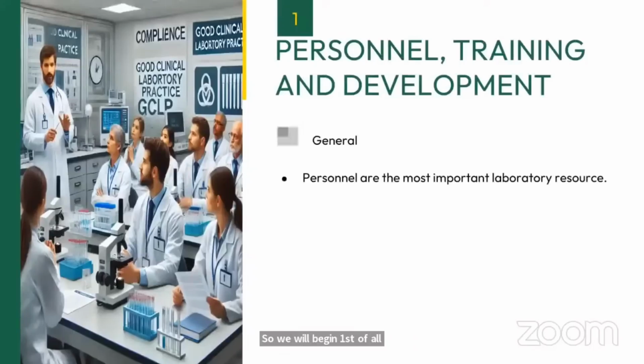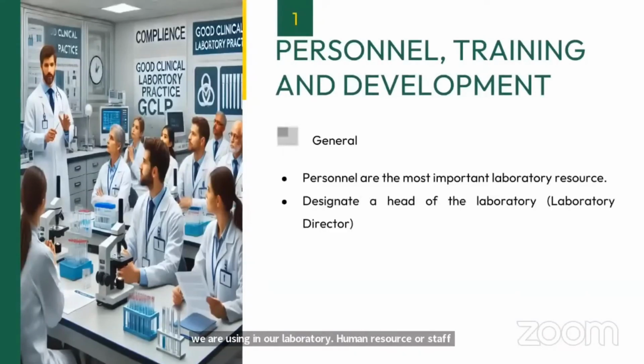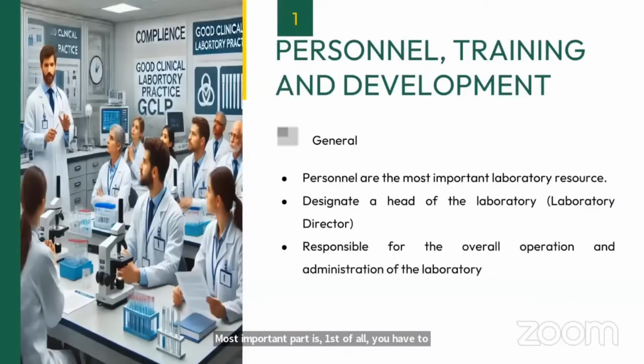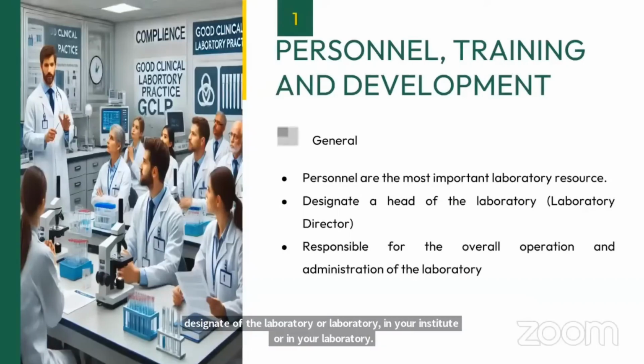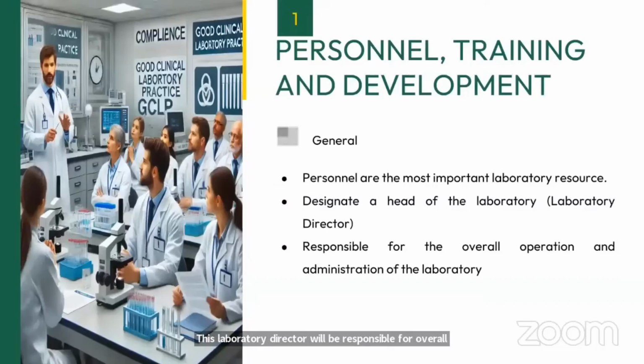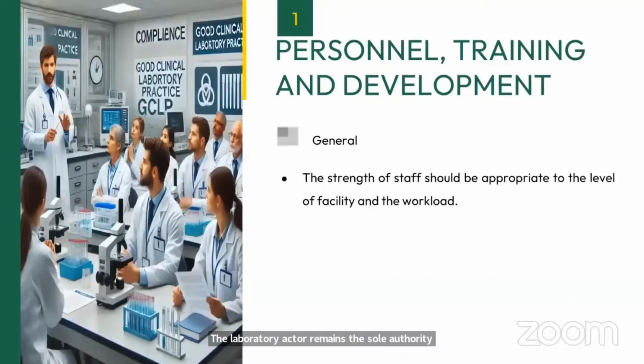This is basically the most important resource which we are using in our laboratory. Human resource or staff is the most important, because without it we will not be able to work, or practice good laboratory practices in our laboratory. First of all, you have to designate a head of the laboratory or laboratory director in your institute. This laboratory director will be responsible for overall operations and administration of the laboratory, and remains the sole authority and responsibility for all the operations of your laboratory.